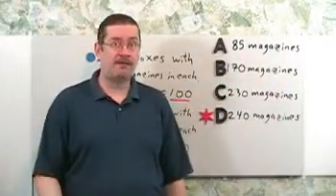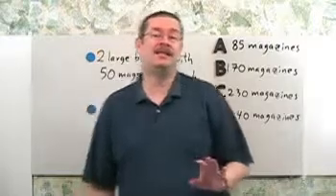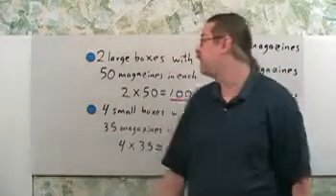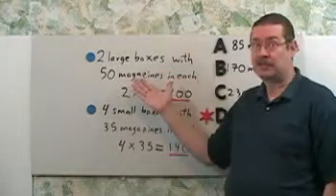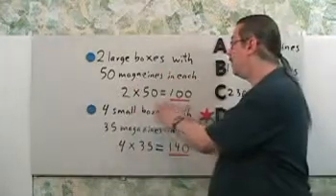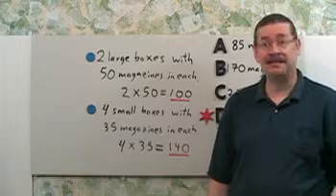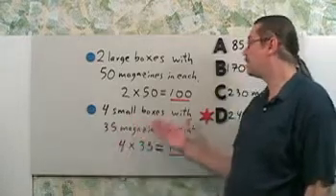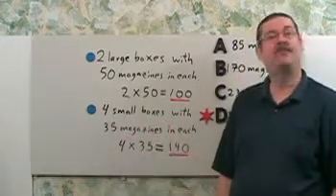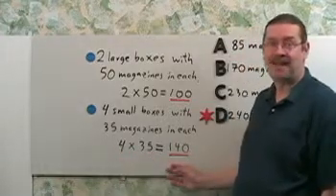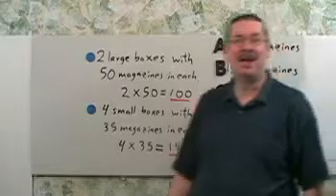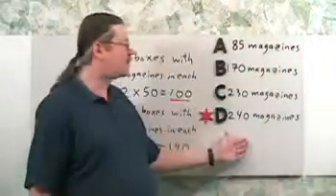How do we actually solve the problem? Very easy. Think of this as a 3-step process. The first step is to realize there are 2 large boxes with 50 magazines in each. So just multiply. 2 times 50 is 100. Next, there are 4 smaller boxes with 35 magazines in each. Multiply those values together. 4 times 35 is 140. And then just add these values up to get the answer of 240 magazines.